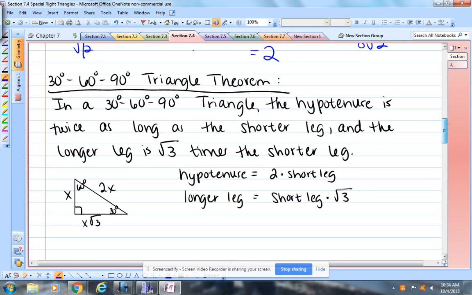All right. Next, we're going to talk about 30, 60, 90 triangles, and they're a little bit more complicated because they're not isosceles. So at least for 45, 45, 90, if you know one leg, you know the other. 30, 60, 90s are not that simple. So I'm going to give you a second and let you write that down. You need to draw the triangle and memorize. Memorize, memorize, memorize.